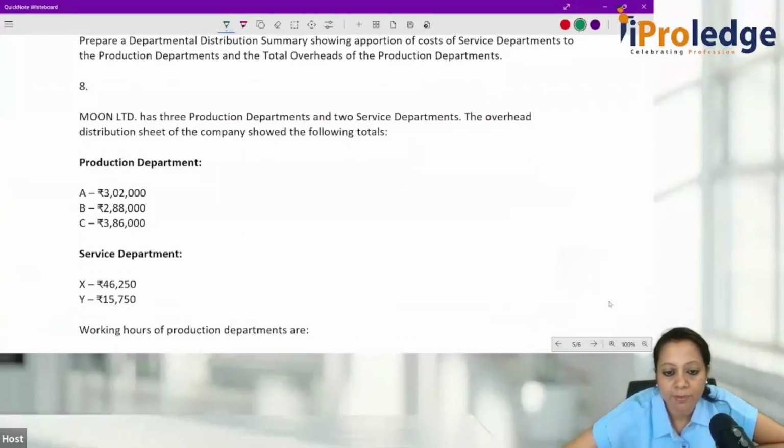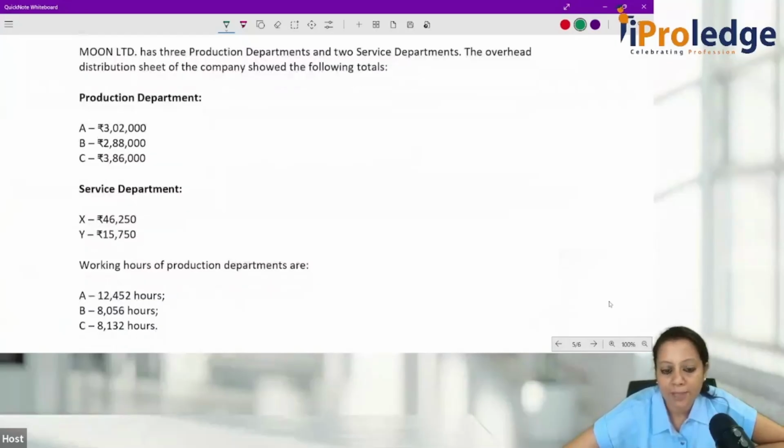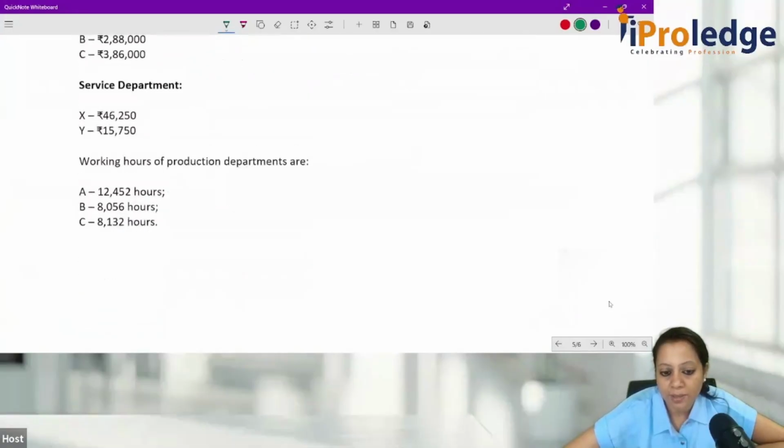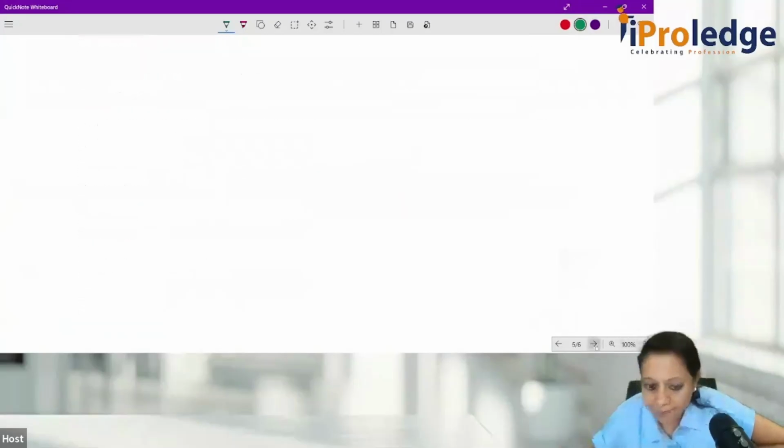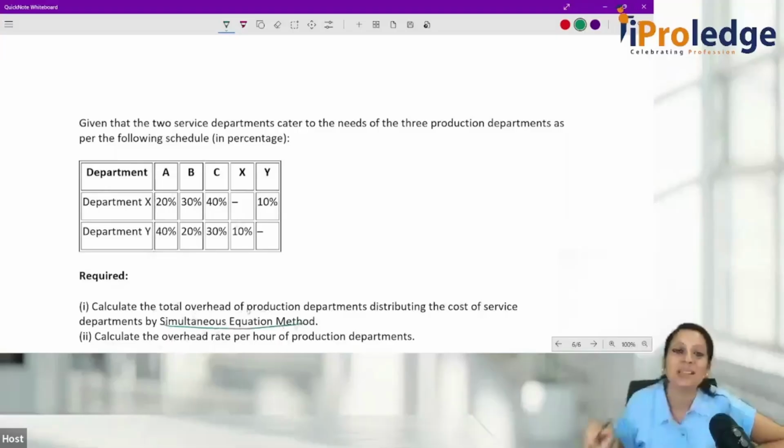So let me do this problem first. Moon Limited has 3 production departments and 2 service departments. The overhead distribution sheet of the company showed the following details. Production department cost is given. Service department cost is also given. Working hours of production departments are also given. Given that the 2 service departments cater to the needs of 3 production departments as per this, now they have given these charts, right? So calculate the total overheads of these departments using simultaneous equation. That means you should follow only this method.